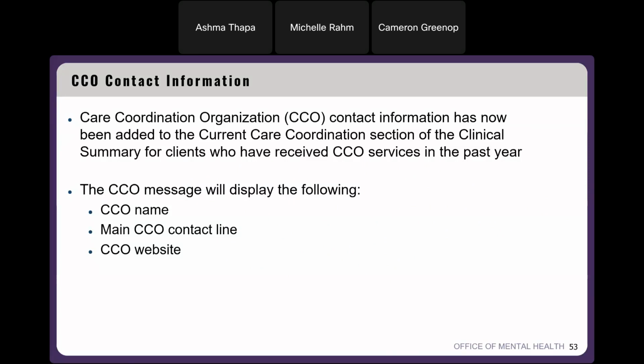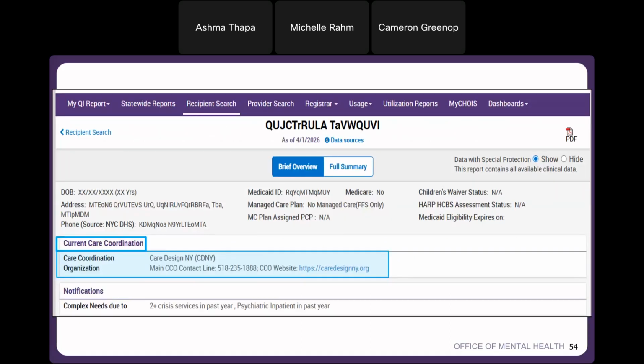So let me show a quick example of what that would look like. So we are in the brief overview, but you'll still see these same details in the full summary. So in the clinical summary current care coordination section, we have care coordination organization, and then you have the CCO name, the main CCO contact phone number, and then that CCO's website as well. So those are some new details for CCOs that were recently added.